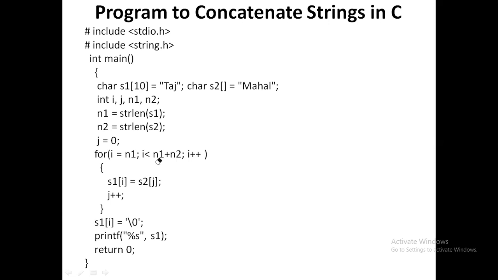I will be adding up to the combined length of strings S1 and S2. The combined length is 8. I will be starting at 3 and ending at 8. Between indices 3 to 8 of S1, I will be adding the string S2.